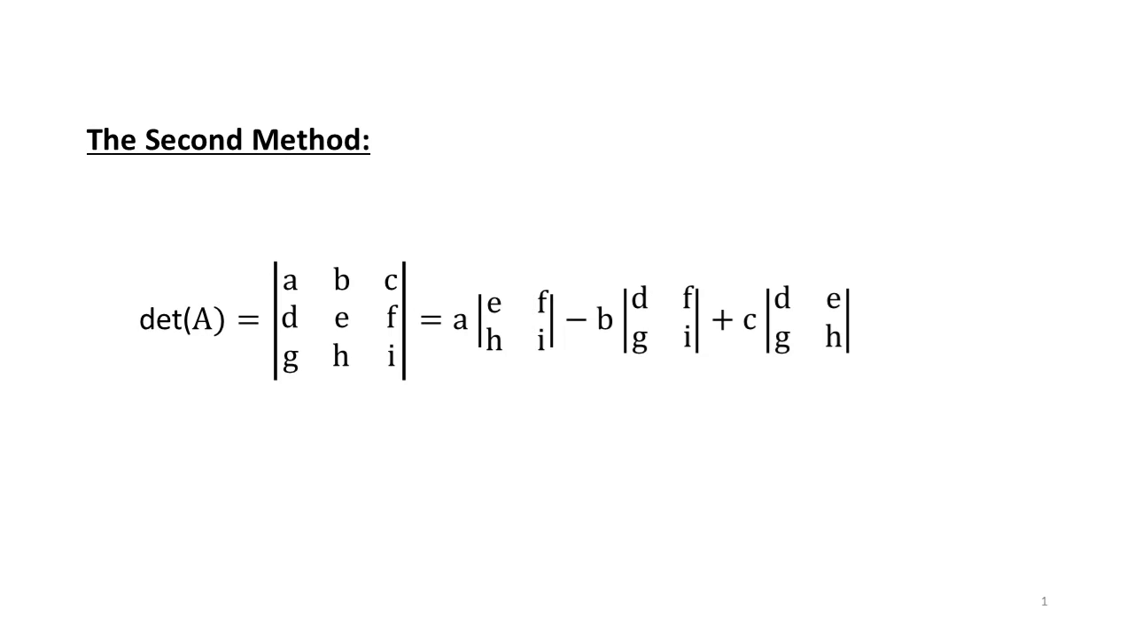Plus the last number in the first row, that is C, and we put a determinant symbol, that is D, E, G, H inside the determinant, 2 cross 2 determinant. So now this 3 cross 3 determinant becomes 2 cross 2 determinants. Now we have to find the value of each 2 cross 2 determinant, and multiply with A, multiply with B, multiply with C, add and subtract, and we get the answer. So this is one of the easiest ways to find the determinant.